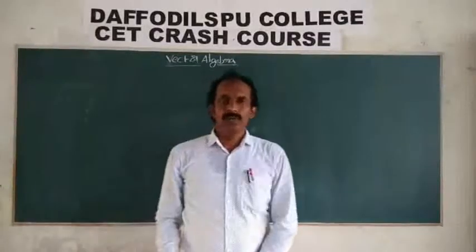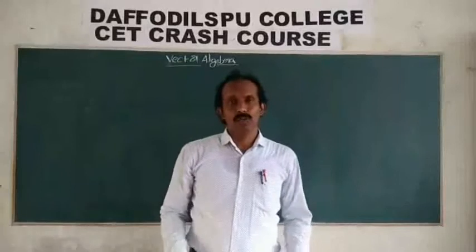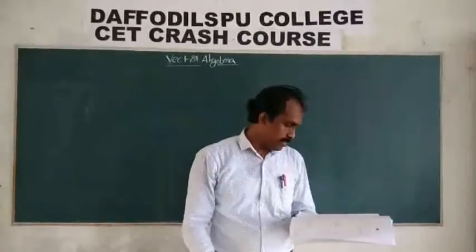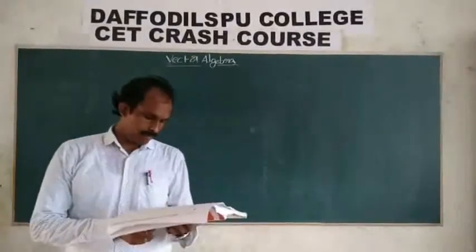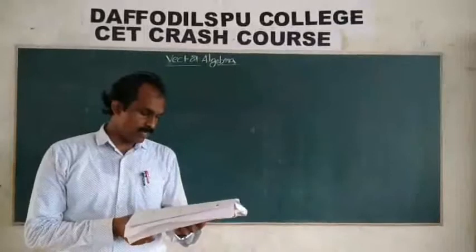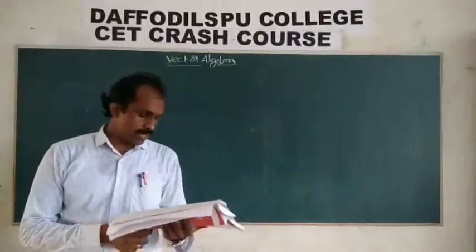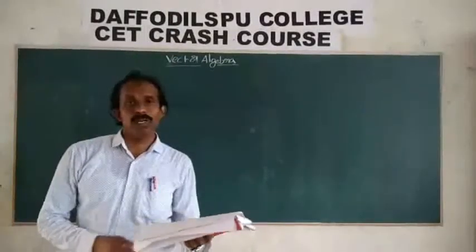Students, today we will start the remaining problems of the vector algebra chapter. Next, 22nd problem. If A, B and C are three non-zero vectors, no two of which are collinear, and the vector A plus 2B is collinear with C.